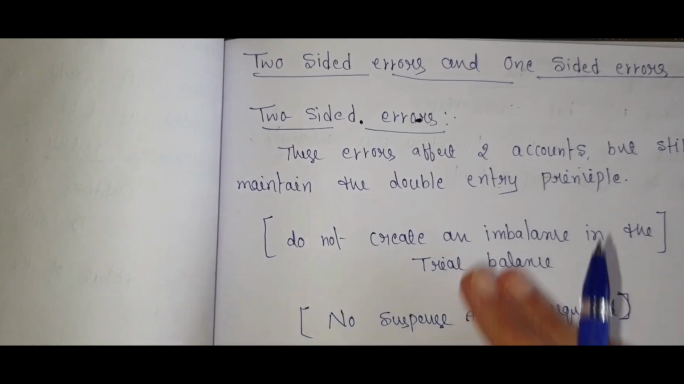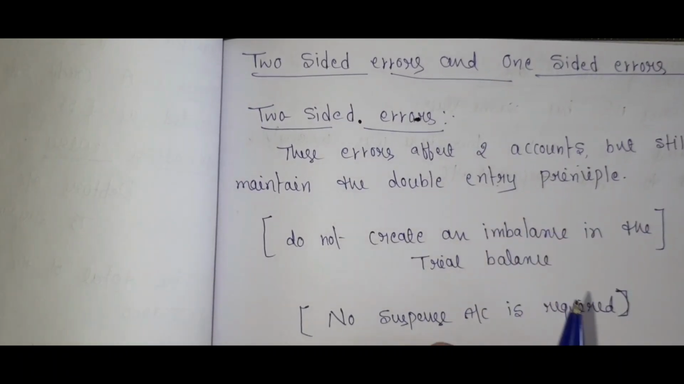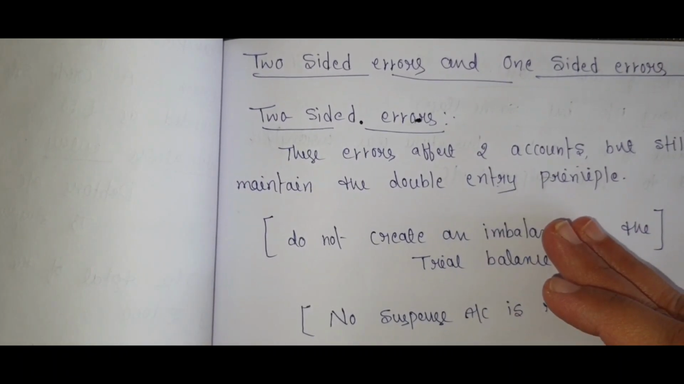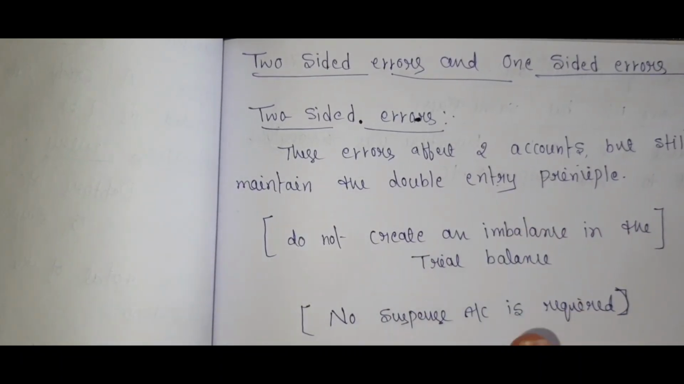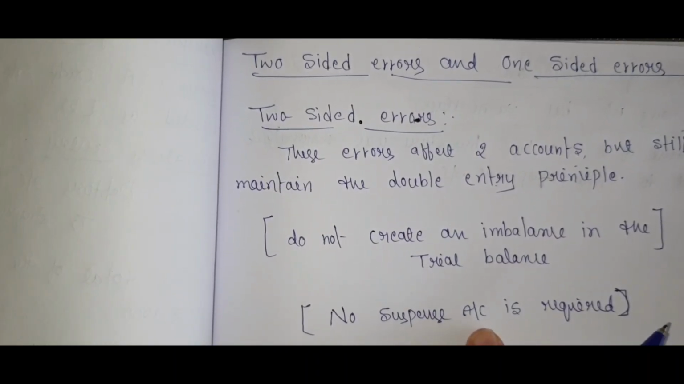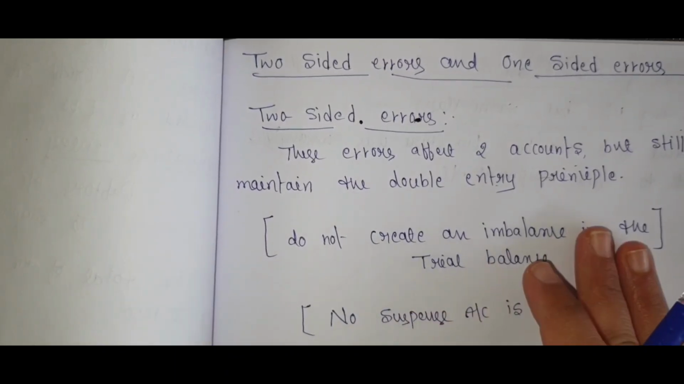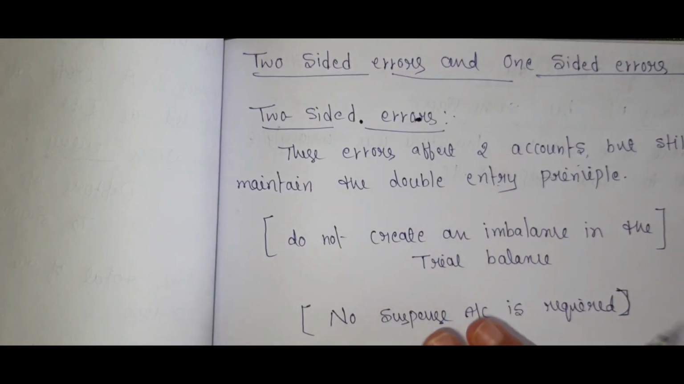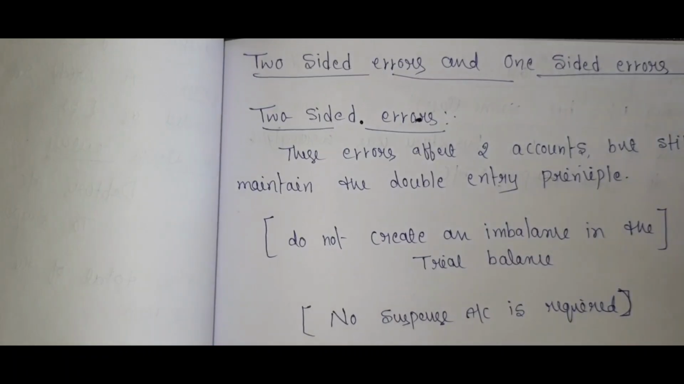Since two accounts are affected, we just need to pass the journal entry to correct both the debit and credit mistakes, without needing a suspense account. In two-sided errors, we do not require a suspense account.